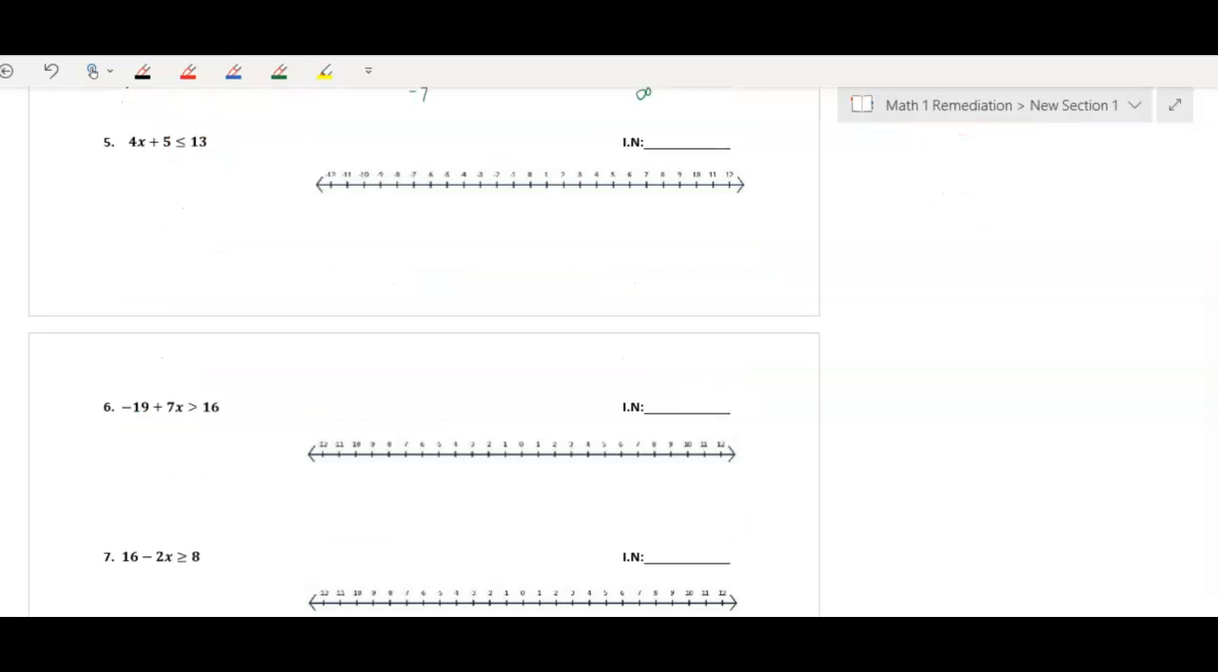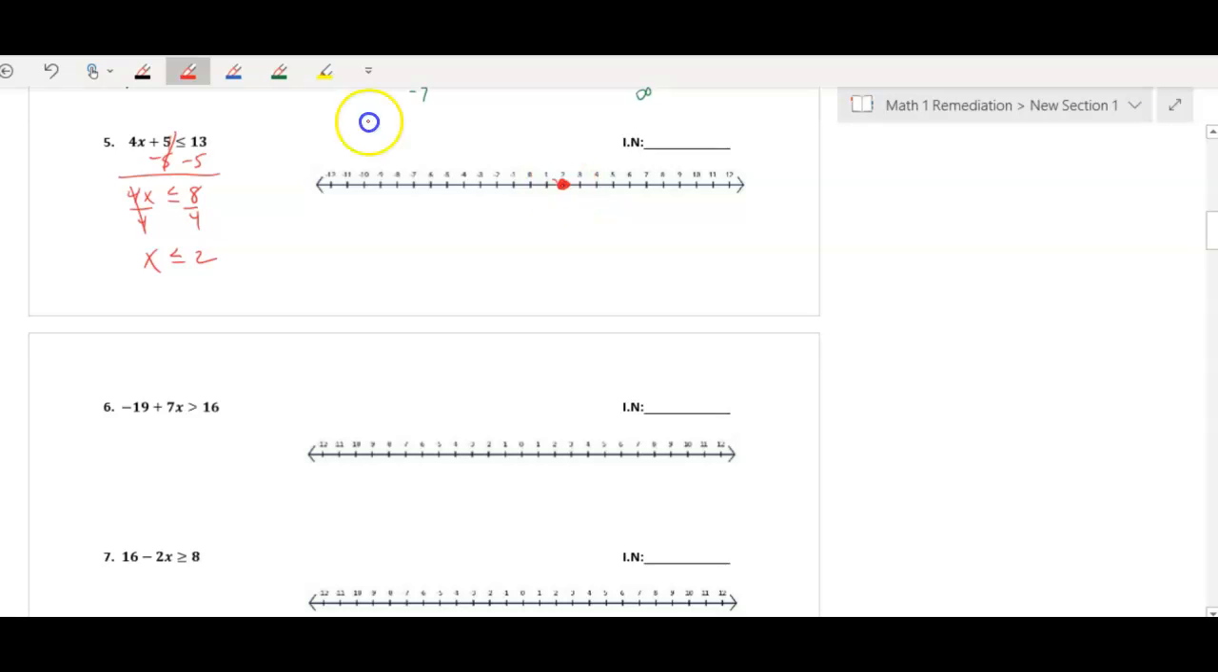Again, no different than solving an equation. First thing I'm going to do, I'm going to go ahead and subtract 5. That's going to give me 4x, bring down the less than or equal to sign, then 8. Now I know I can divide both sides by 4. x is less than or equal to 2. So I know the equal to tells me to put a closed dot on 2.